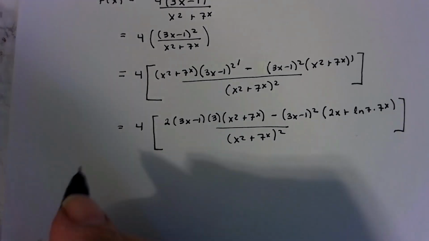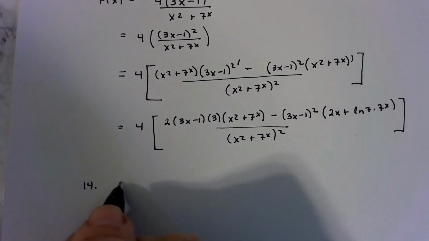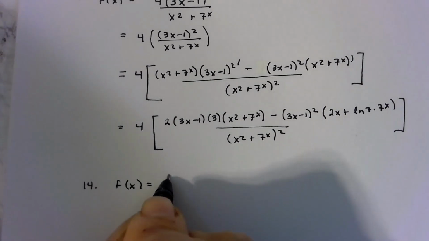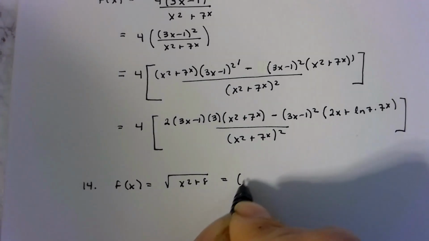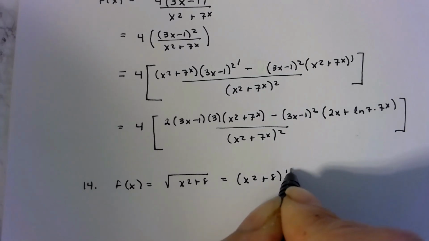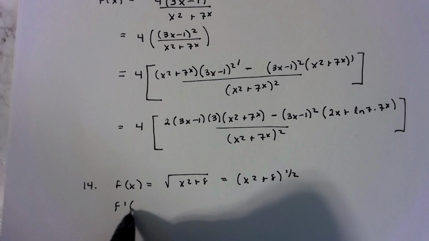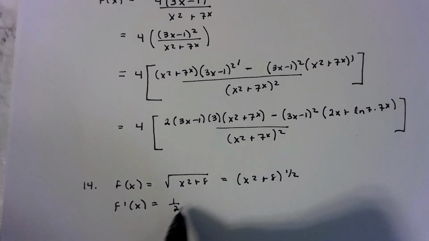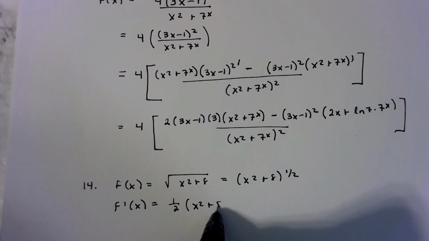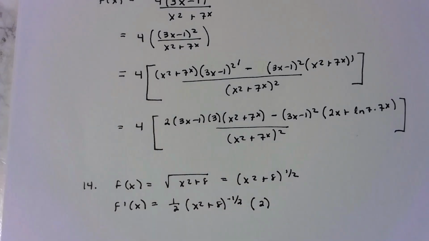Okay, 14. Number 14, f of x is equal to the square root of x squared plus 8. And we want to rewrite that as x squared plus 8 to the 1/2 power, so we can take the derivative. This is pure chain rule, so let's take the derivative. We take the derivative of the outer function, recompose it with what's inside, subtract 1 from the exponent, and multiply that result by the derivative of the inside. Done.